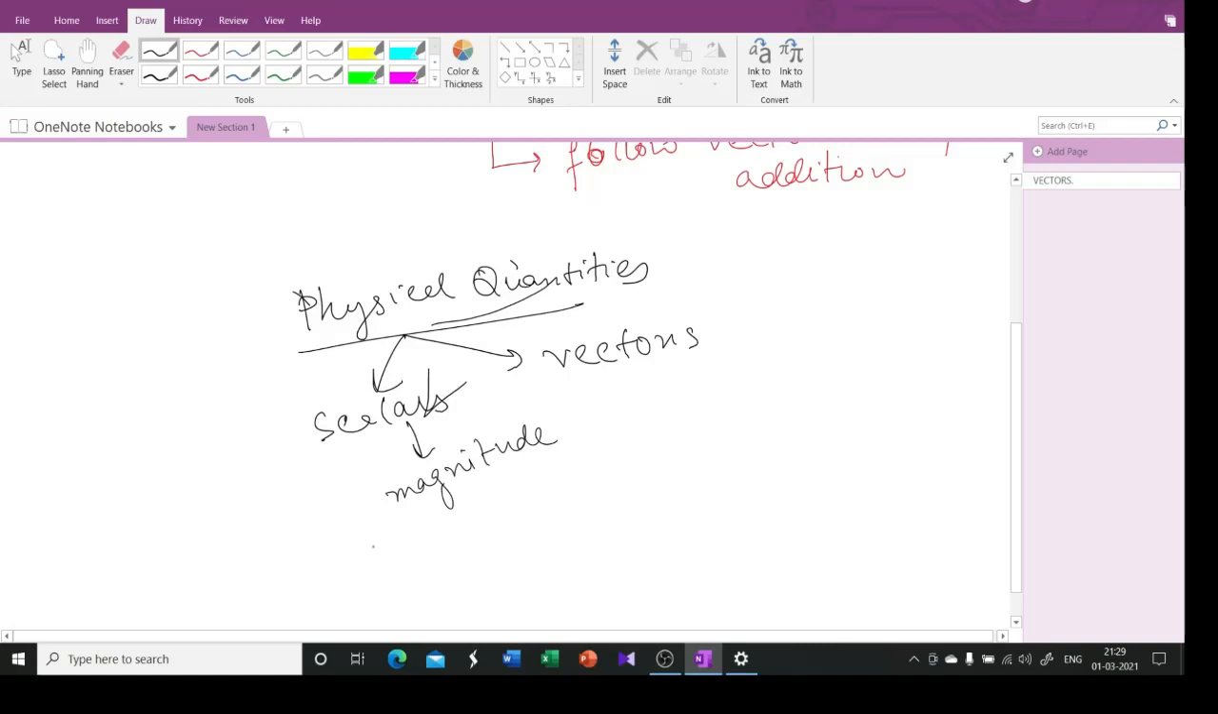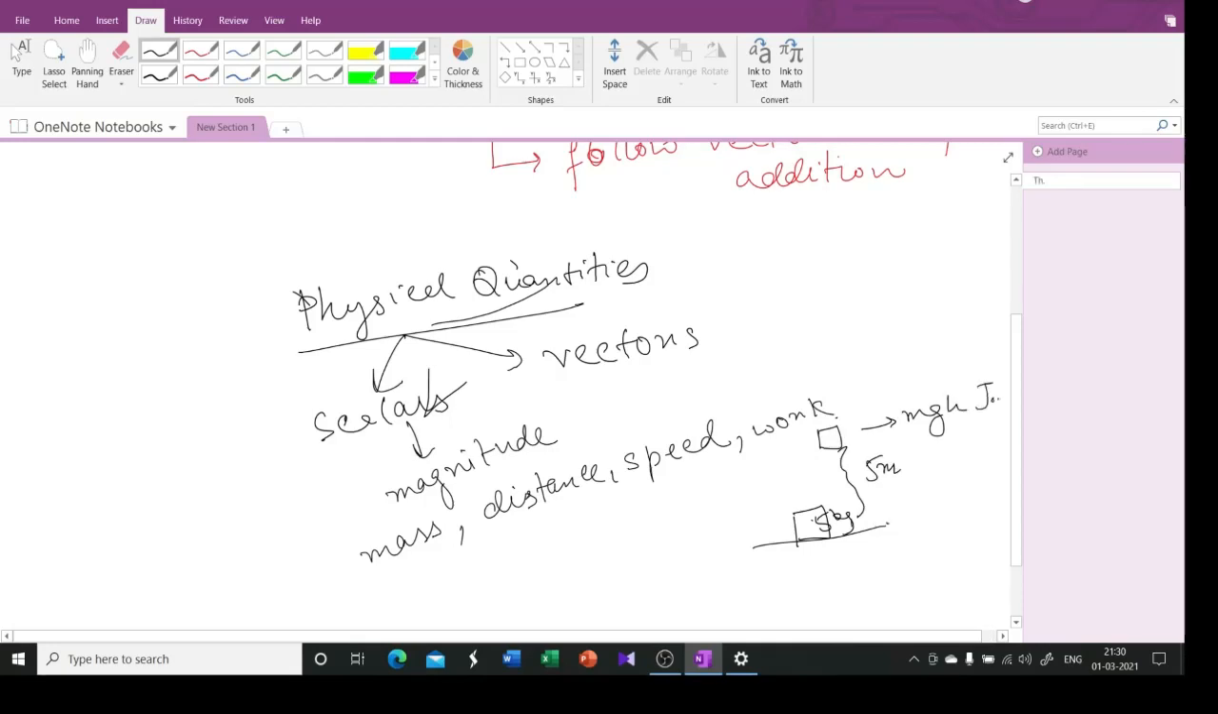So what are examples of scalar quantity? For example, let's take mass or distance or say speed, or say work. Suppose you have a block of 5 kg weight. You carry it 5 meters above the ground. So the work done would be simply mgh, in joules. There is nothing more to this. This is sufficient to describe our work done, isn't it?